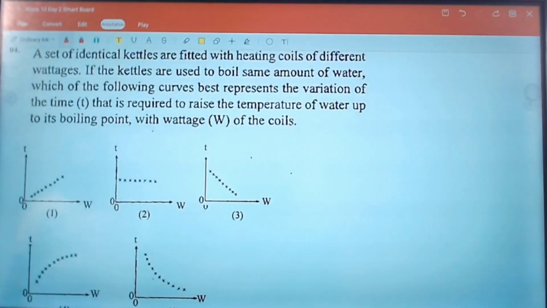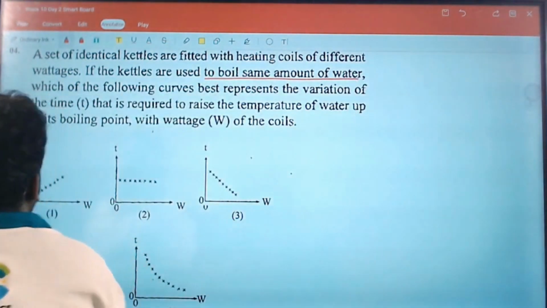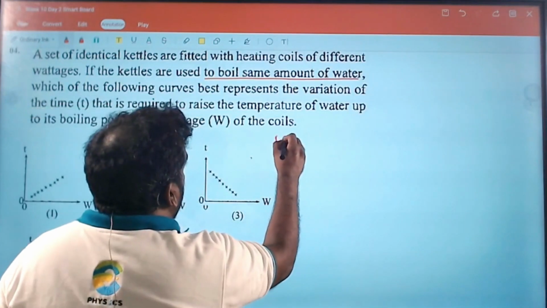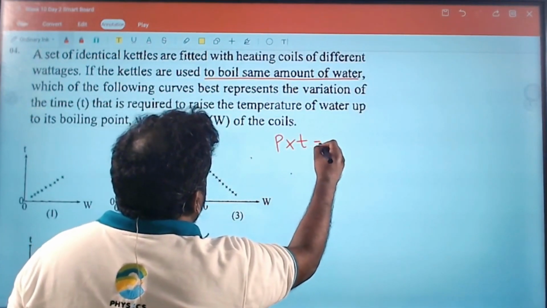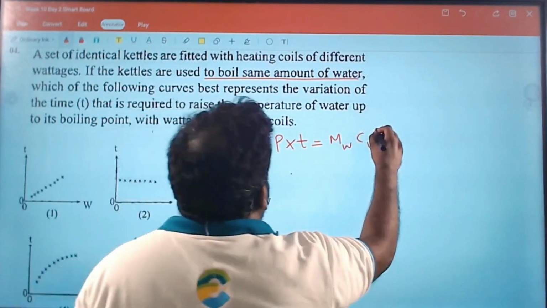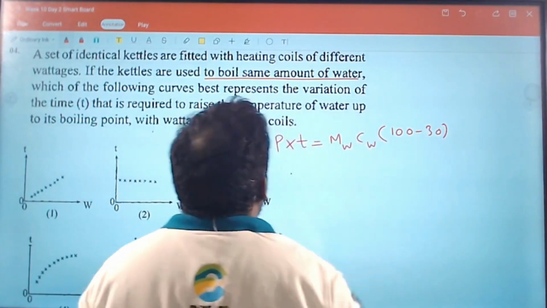A set of identical kettles are fitted with heating coils of different wattages. If the kettles are used to boil the same mass of water, which of the following curves best represents the variation of time required to raise the temperature of water to its boiling point? So heat given, power times time, equals mass of water times specific heat capacity of water times change in temperature, which is 100 minus theta, let's say room temperature.